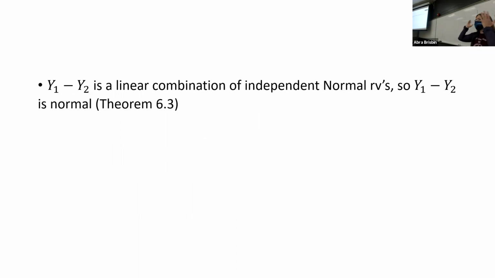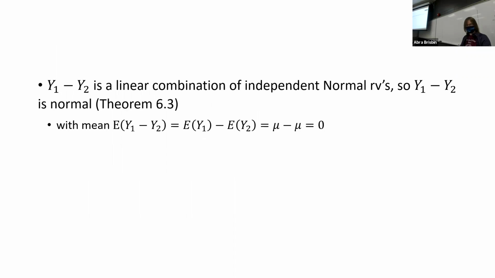All right. So what is the mean or expected value of y1 minus y2 going to be? 0. Very good. So by the linearity of expected value, we can split it up across its subtraction. So we get the mean of y1 minus the mean of y2, but because they're identically distributed, they have the same mean. So y1 minus y2 has a mean of 0.